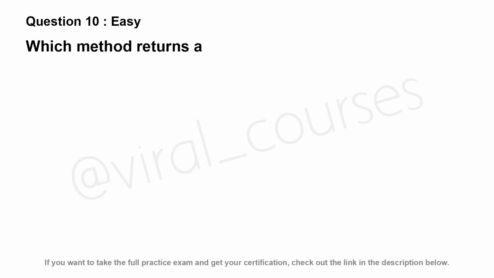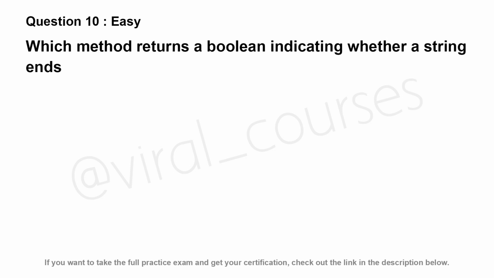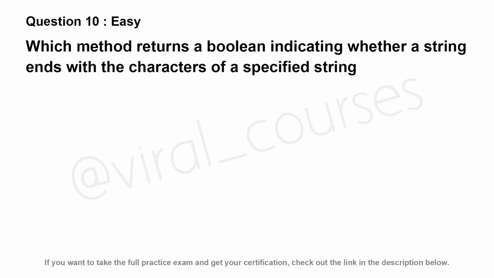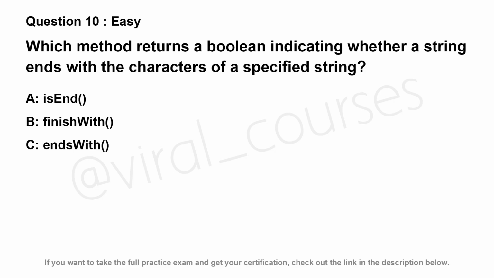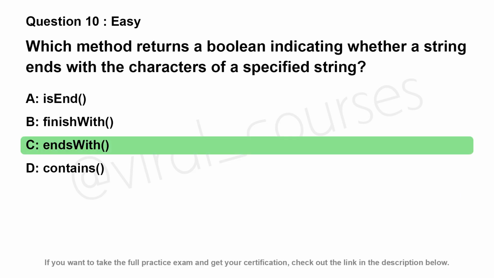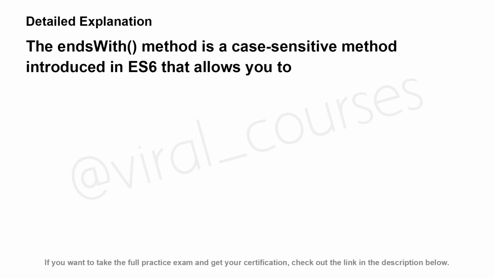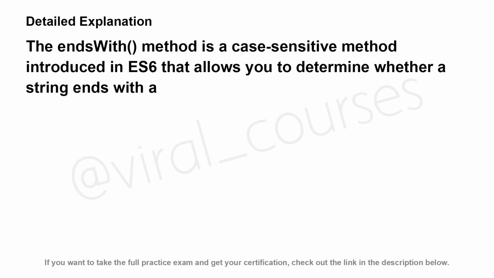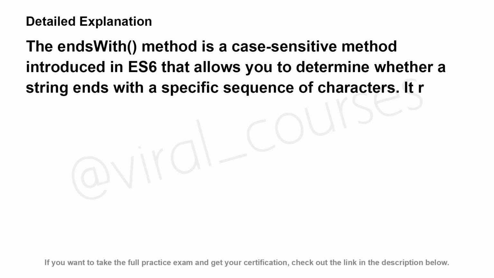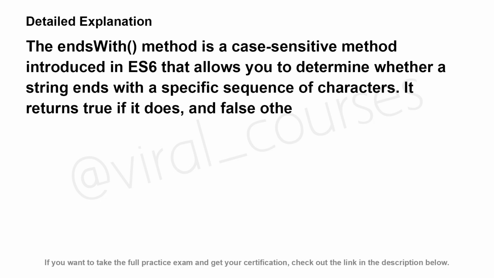Which method returns a boolean indicating whether a string ends with the characters of a specified string? Option A, isEnd. Option B, finishWith. Option C, endsWith. Option D, contains. The correct answer is C. The endsWith method is a case-sensitive method introduced in ES6 that allows you to determine whether a string ends with a specific sequence of characters. It returns true if it does, and false otherwise.